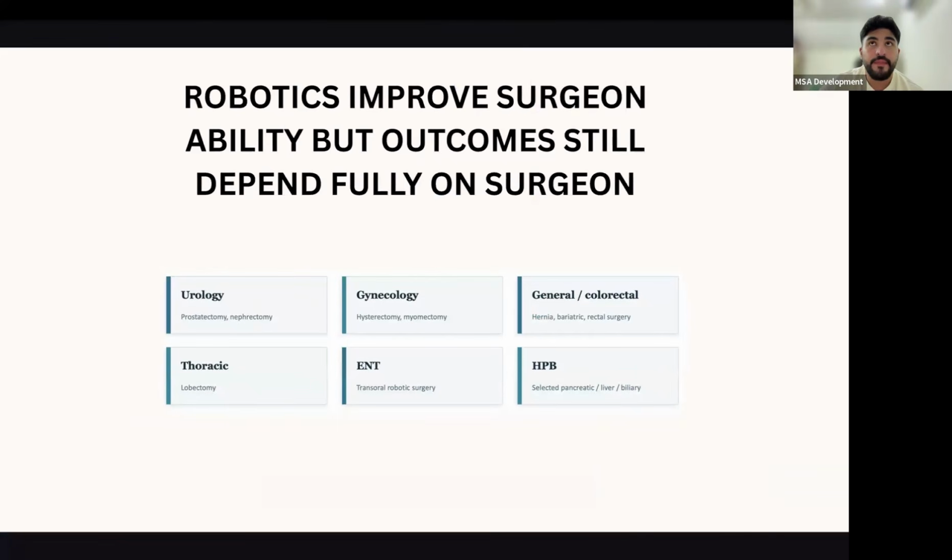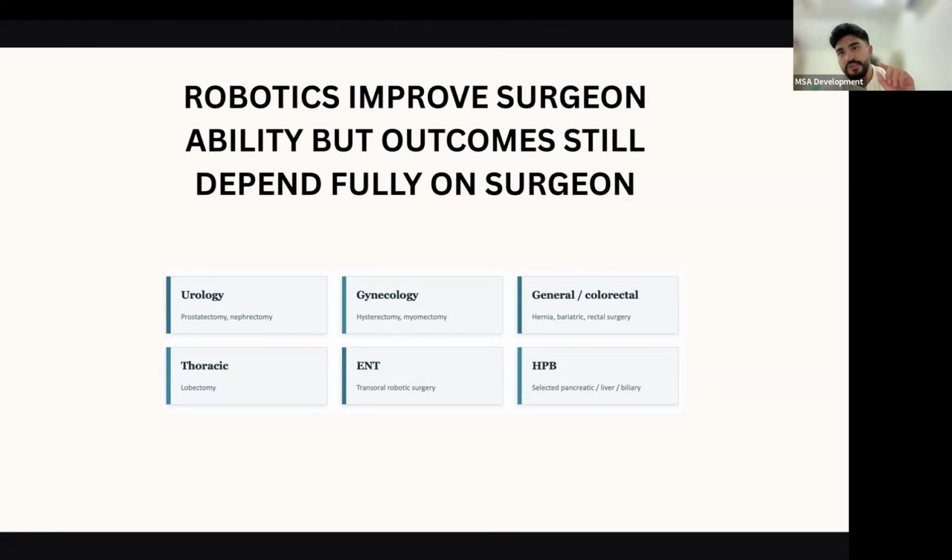Now, these robotic surgeries do improve the surgeon's ability to go in minimally invasive and fix up the patient, whatever pathology they're suffering from. However, the outcome of that surgery is purely dependent on the surgeon. If the surgeon is incompetent, then his outcomes are going to be horrible. So it's not the robot. You know what I'm saying?